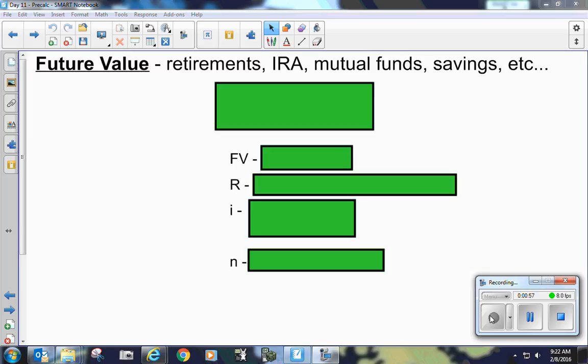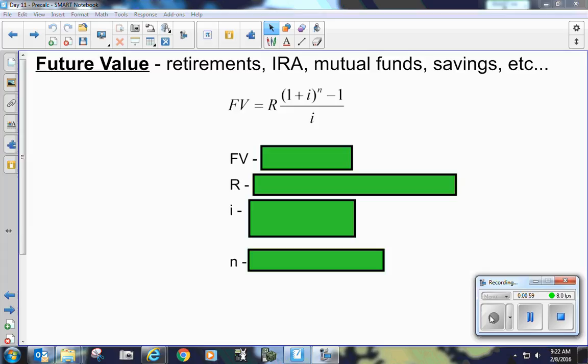All right, so this is just like the present value formula, but it's future value, and it looks slightly different. Before we had a 1 minus in front of the parentheses and 1 plus. But my minus 1 is in the back this time. And my exponent is not a negative n, it's just n.